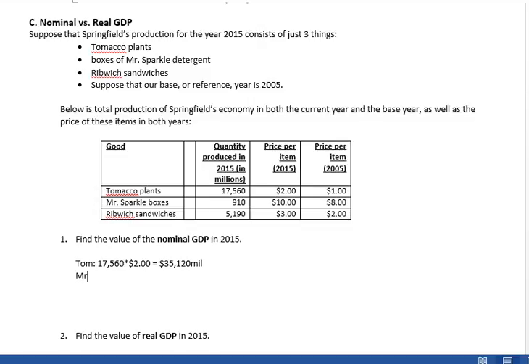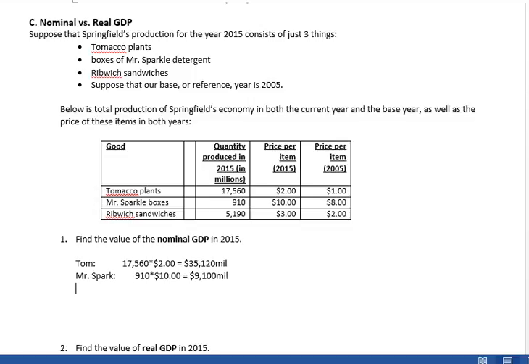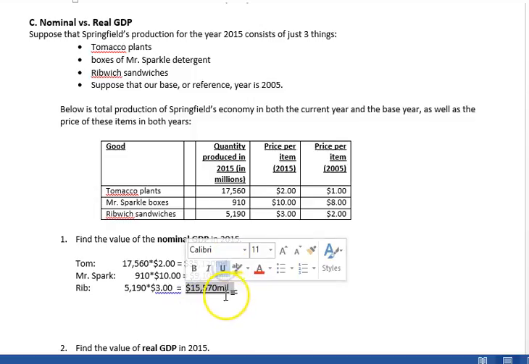All right, now Mr. Sparkle, Mr. Spark for short. Again, we're going to take the quantity, 910, times the price of those goods, again in 2015. So we get a value of 9,100 million for Mr. Sparkle. And Ribwich sandwiches. All right, so we produced 5,190 of those. The price of each of those in 2015 is $3. So our total is 15,570 million.